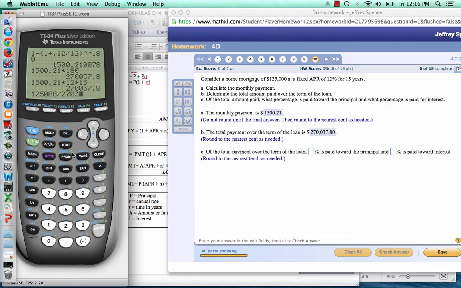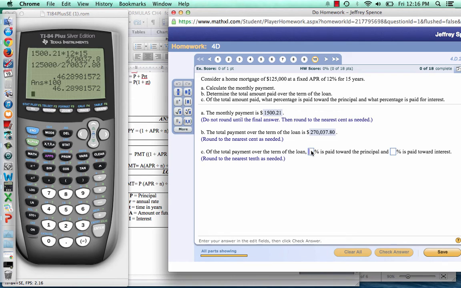Oops, got to go back one. 270,037.80. And that is this percent. This is a decimal, so let me multiply it by 100 to get it in percent. And let me follow the rounding instructions. It says round to the nearest tenth. So it should be 46.3%.